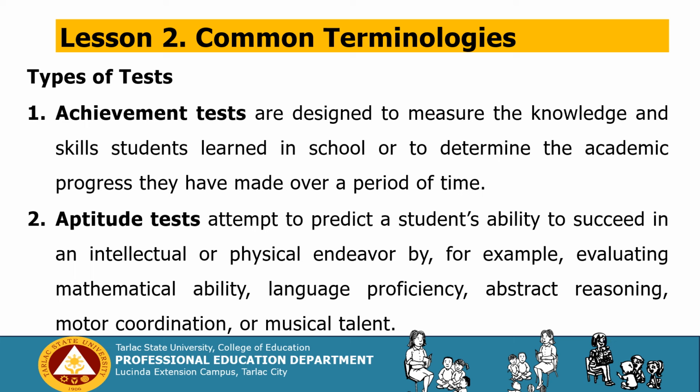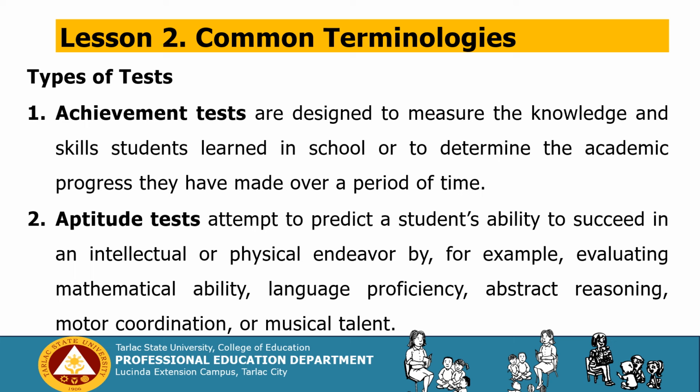Let's now move on to types of tests. Number one is achievement tests. These are designed to measure knowledge and skills students learn in school or to determine the academic progress they have made over a period of time. The test may also be used to evaluate the effectiveness of schools and teachers or identify the appropriate academic placement for a student. For example, what courses or programs may be deemed most suitable or what forms of academic support they may need. Achievement tests are backward looking in that they measure how well students have learned what they were expected to learn.